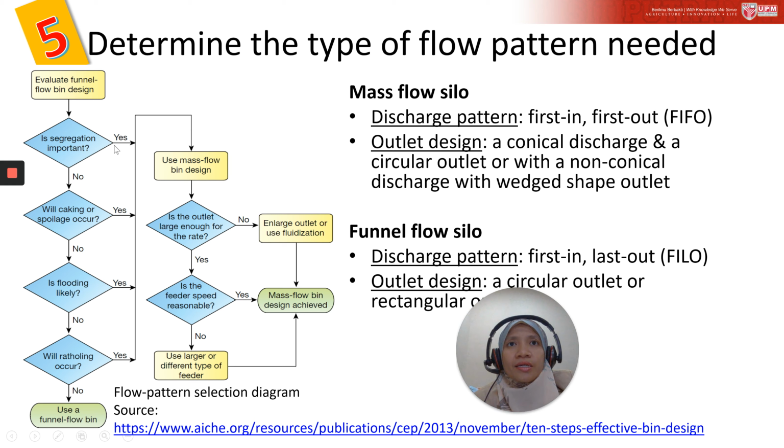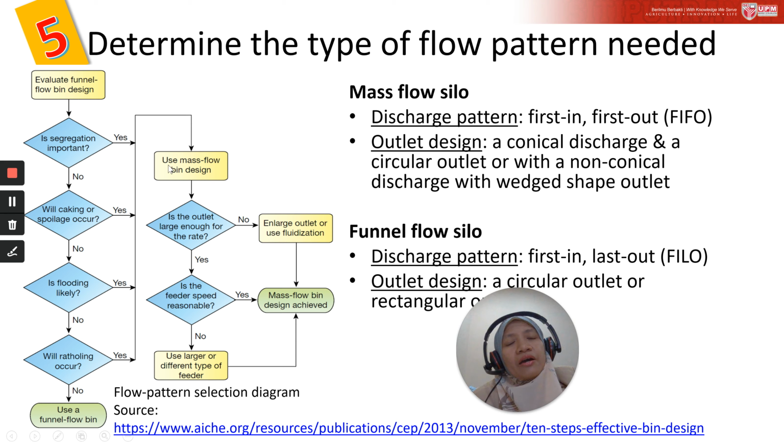So if yes, then you will need to use a mass flow bin design. But then next, will caking or spoilage occur? Of course, in the food industry, it always happens. So yes, again, we need to choose mass flow design. Is flooding likely? I think yes, especially for fine powder. So again mass flow. And will rat holing occur? Of course, again, yes. Rat holing is a common problem in fine powders such as coconut milk powder, cow milk powder, and Milo powder.